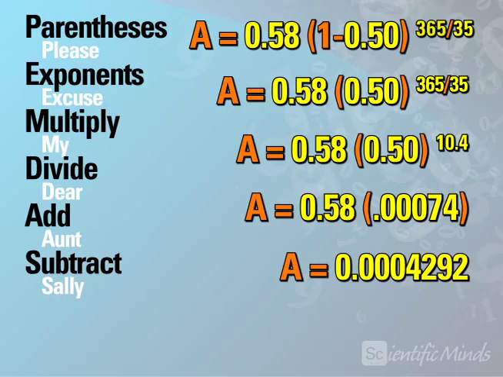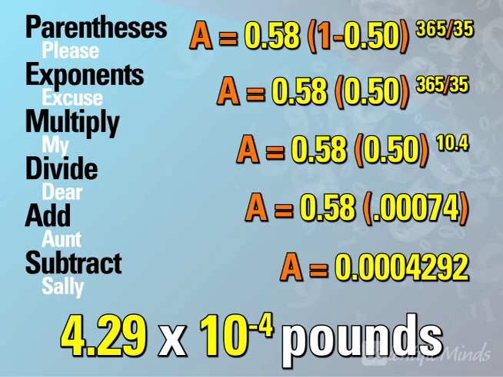Scientists would show this amount in scientific notation, 4.29 times 10 to the -4th pounds. So we can see that a very small amount of the insecticide that was applied in 1 year would still be present in the soil a year later. More research could determine how this amount might affect the environment.